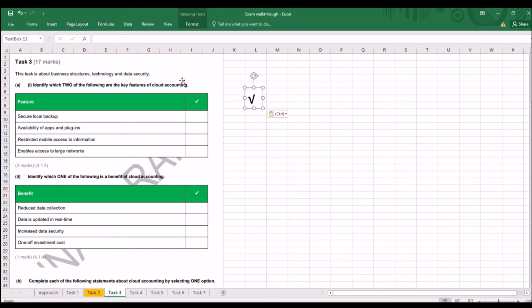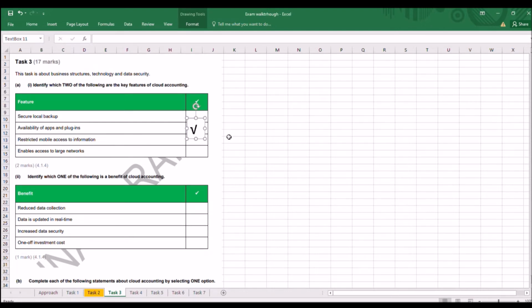And it's also got much greater standardization to be able to work with other apps and what have you. So, features of cloud accounting: secure local backup. Well, that's the exact opposite, isn't it? The cloud is in the cloud. Availability of apps and plugins. Well, that was one of them.